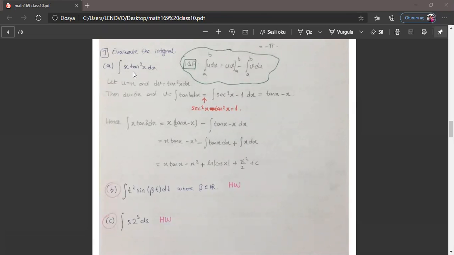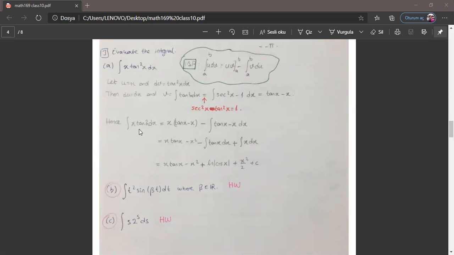Okay, now for this one, we will again apply integration by parts. So we say u is equal to x and dv equals tangent squared dx. Now du equals dx, and v equals, if we integrate it, tangent x minus x, right? We use this identity, secant squared minus tangent squared equals 1, okay?